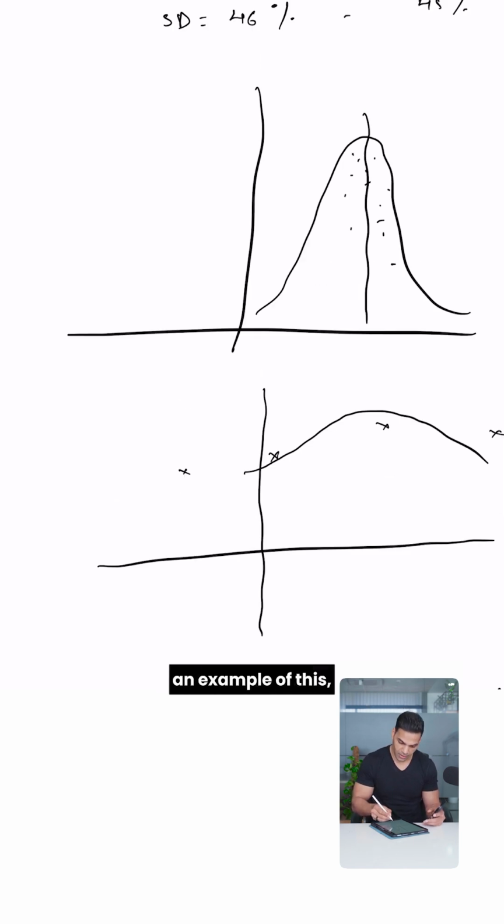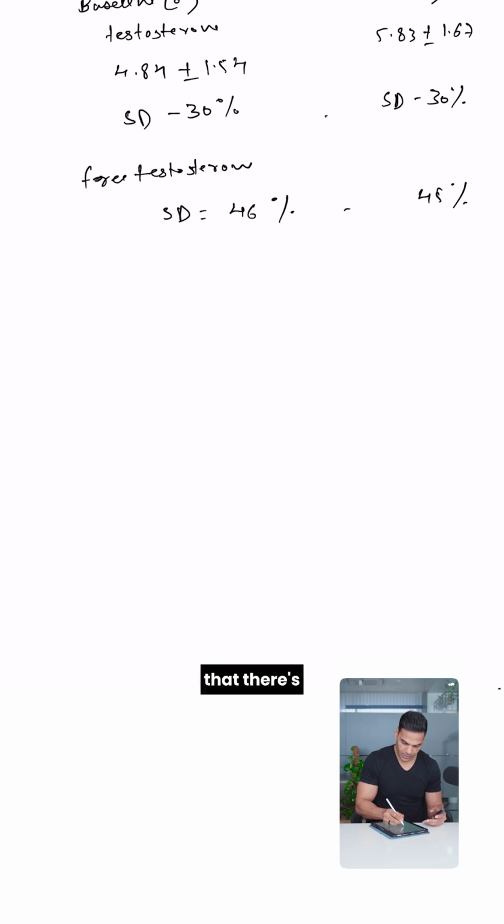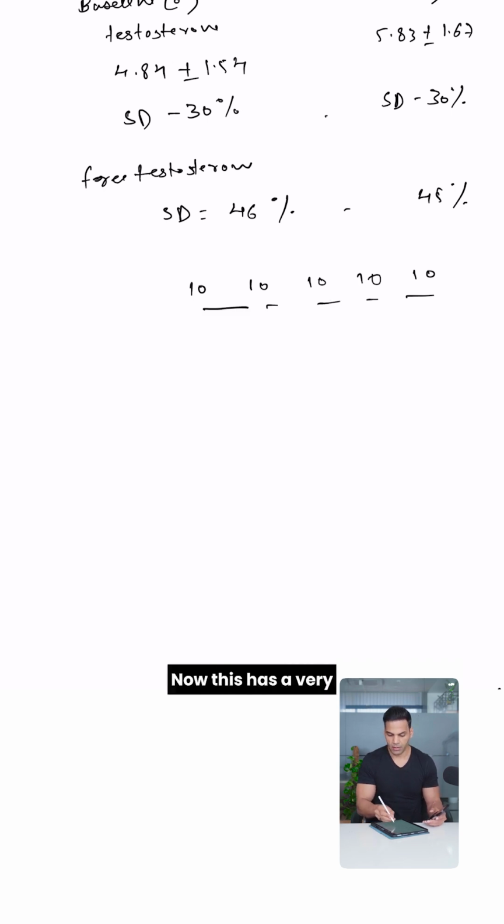To give you an example, let's assume there's a classroom which has results like 10, 10, 10, 10, 10. Everybody got a 10. Now this has a very unique distribution. Everybody got similar marks, and if you take out the mean, it will come out to be 10. Because the mean is 10, most of the values are around 10, which means the distribution is a perfect bell curve.